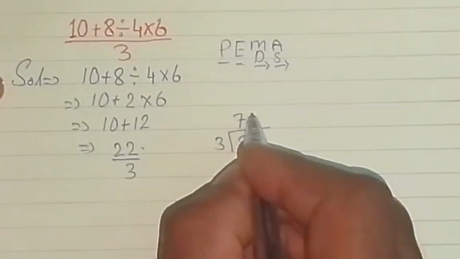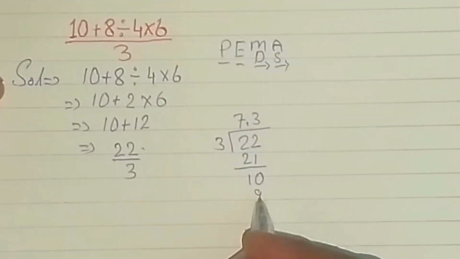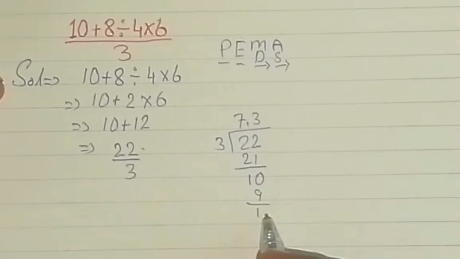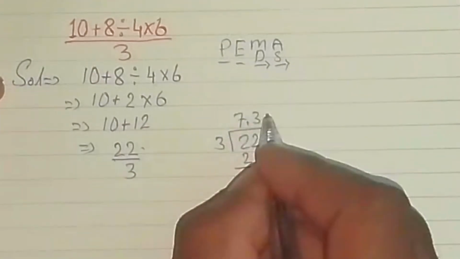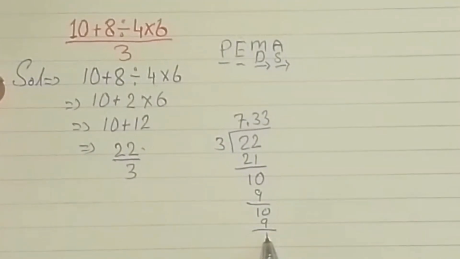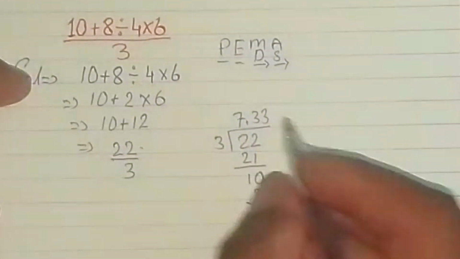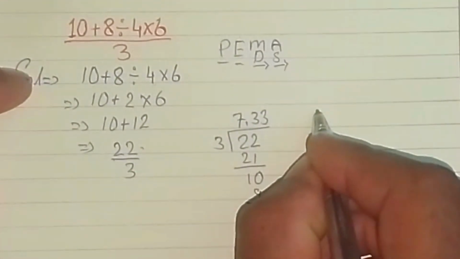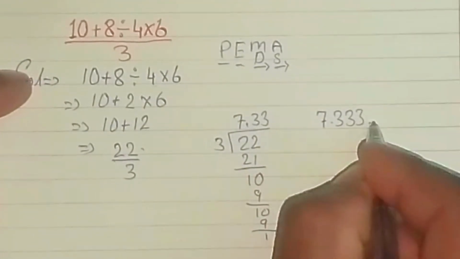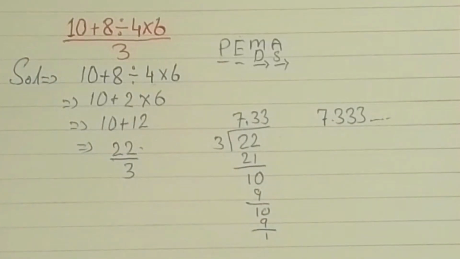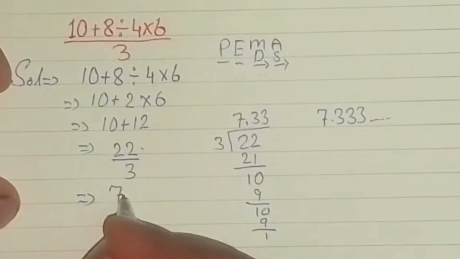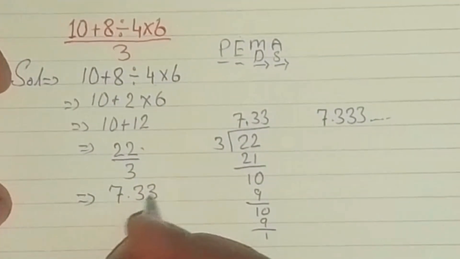So 3 times 3 gives us 9. Now again it gives us 1, we add 0. 3 times 3 gives us 9. Again it gives us 9. So it means the answer is 7.333.